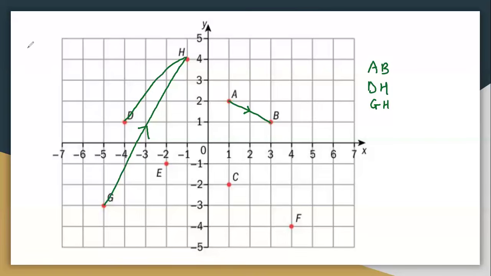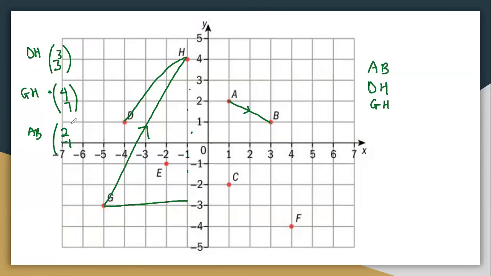I'm going to give the answers here and then you mark yourselves. For DH, I expect you to have 3 and 3. For GH, I expect you to have 4 and 7. And for AB, I expect you to have 2 and -1. When you look at AB, you move like this, and then you move like that. But in case you have any question, kindly ask.